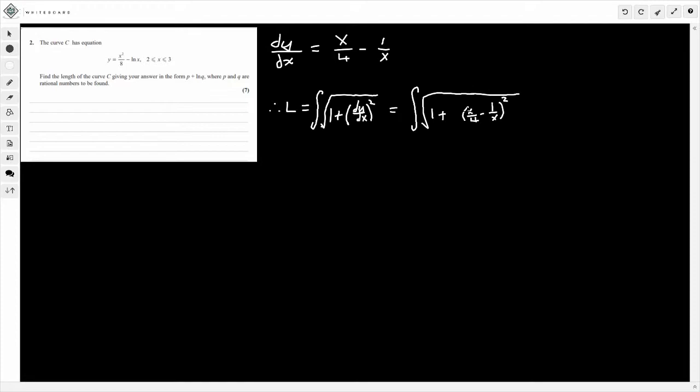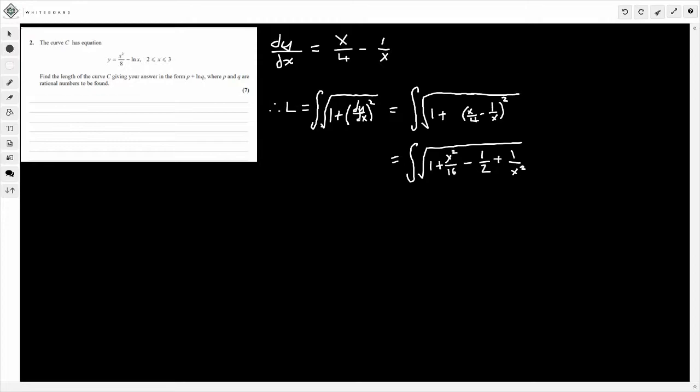Now you just need to expand this. It's a simple expression, two brackets, so just expand that. What you're going to get when we expand that is the integral of the square root of 1 plus x squared over 16, minus a half, and plus 1 over x squared. So this is what we've got at the minute.